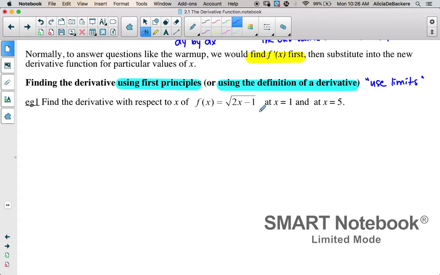The whole point of this chapter is to come up with a bunch of shortcuts so I don't have to use limits all the time because it's a lot of work. So instead, we'll use those shortcuts. But whenever I see a question that has these phrases, it's telling me use limits.